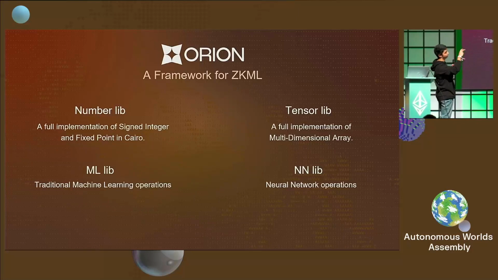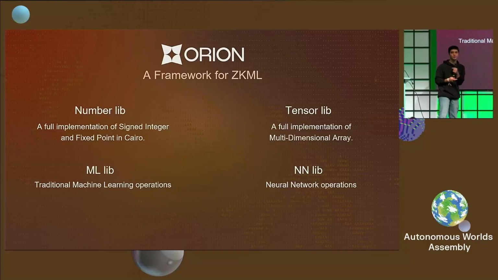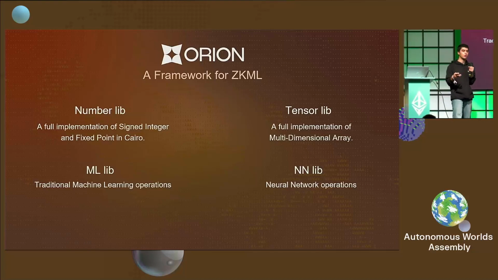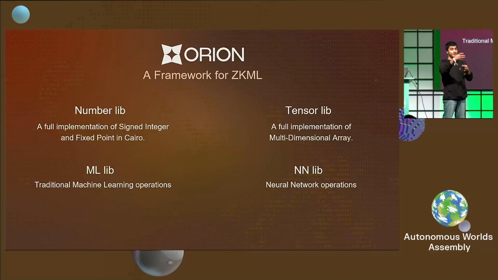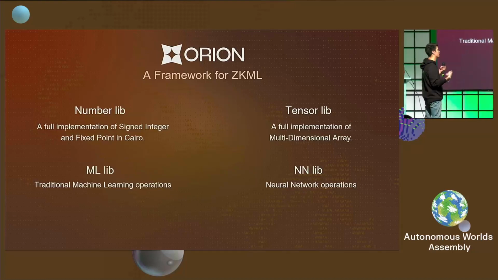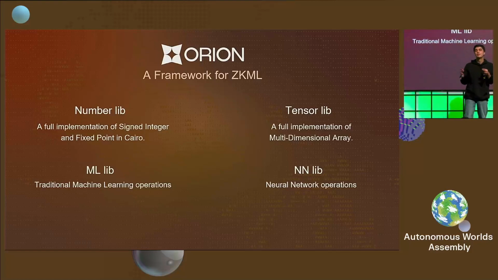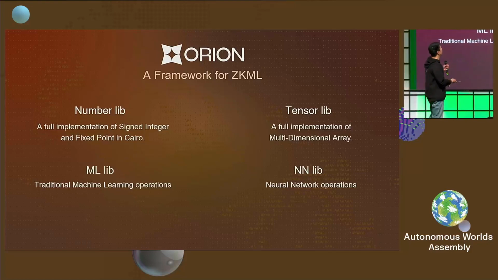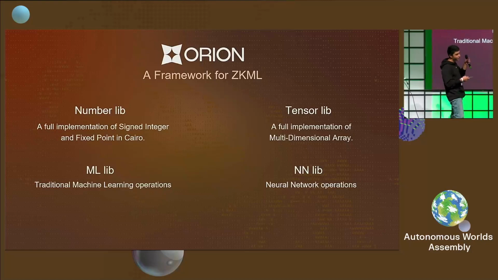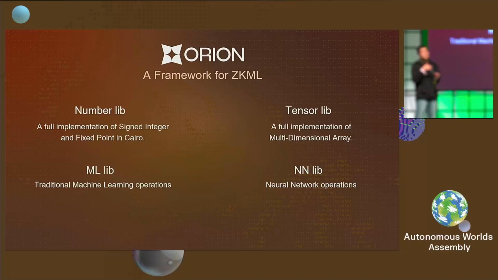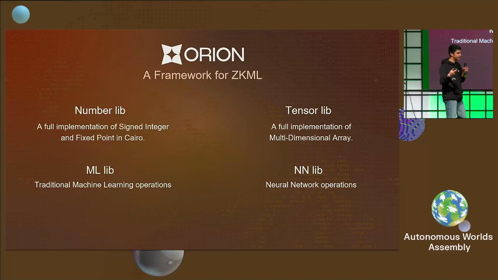Focusing on the individual libraries, we have the number library, which is actually very important because numbers in machine learning are not just numbers, but also tensors and arrays. This is meant to be a supporting library for the tensor library, which is meant to implement arrays in Cairo. And then we have the ML-lib and the NN-lib. The machine learning lib is more specific for simpler machine learning models, such as linear regression, whatever. And then the NN library is specific for more complex neural networks or deep networks.